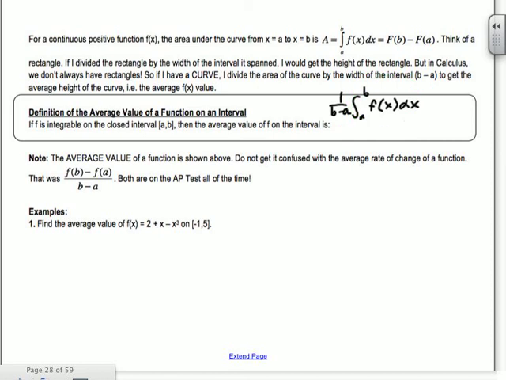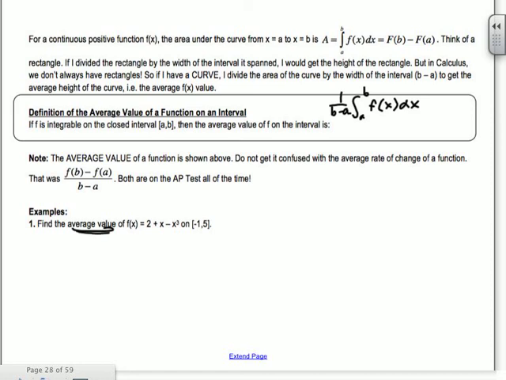All right, so the big thing on your multiple choice section is they have these scattered throughout. There are average value problems and there are average rate of change problems. These are not the same thing. Average rate of change is f of b minus f of a all over b minus a. It's related to the derivative, right? Average value uses the integral. So average value is the average f value, so it's the average y value. Both are on the AP test all of the time, so you need to know them.